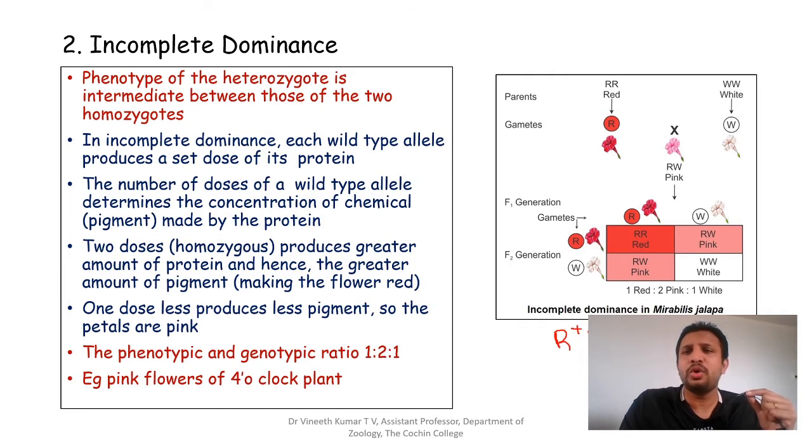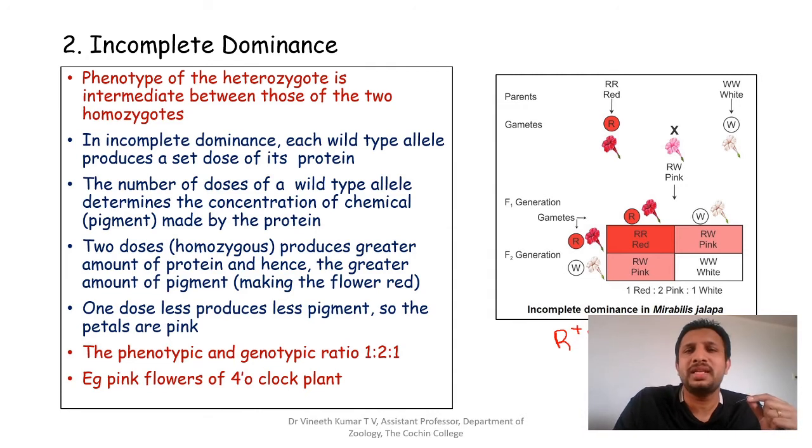As a result, there is no pigment. And when a heterozygote is formed in this particular case, what you can observe is that you have only one R plus, which gives you the pigment, which is half of the homozygous one, and the other one is R minus, where you do not have the pigment production. As a result, you will get a color which is intermediate, because only half of the pigment is being produced, the other half is not being produced.